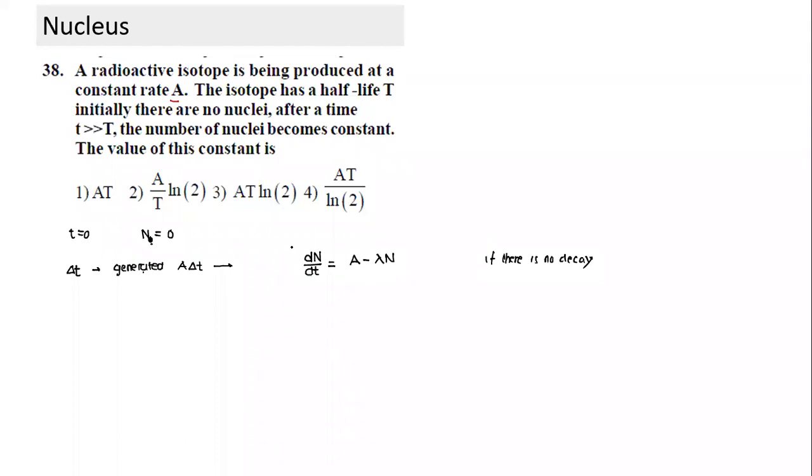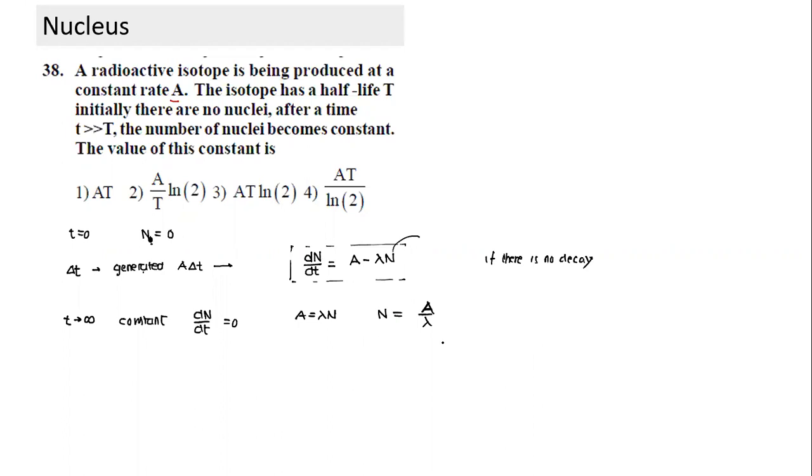So whenever both generation as well as decay are happening, this becomes my differential equation, with a constant rate, and this gives you the equation at any intermediate state when the number of nuclei is N. What it says is that after a long time, with t tending to infinity, the number of nuclei becomes constant. If it is constant, what is dN by dt? The rate of change of number is equal to 0. If this is 0, A is equal to lambda N, so when the number of nuclei becomes A by lambda, the number will remain constant.